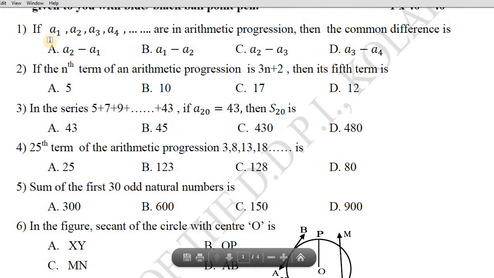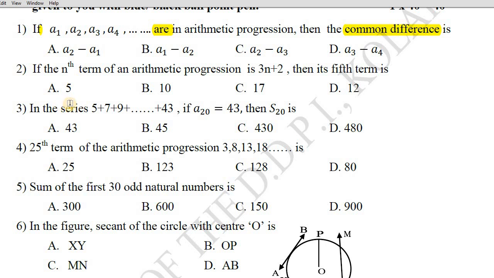So very first question: if A1, A2, A3, A4 are in arithmetic progression, then the common difference is. See here, arithmetic progression is given in terms of A. We wanted to find common difference. See the options: A2 minus A1, A1 minus A2. A1 minus A2 doesn't give D value. Similarly A2 minus A3 never gives D value. And D option is also wrong because A3 minus A4 doesn't give the value of D. Hence, here the correct option is A, A2 minus A1.